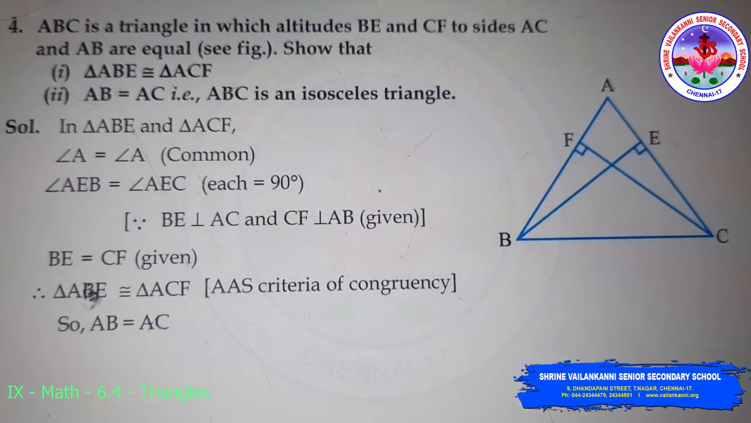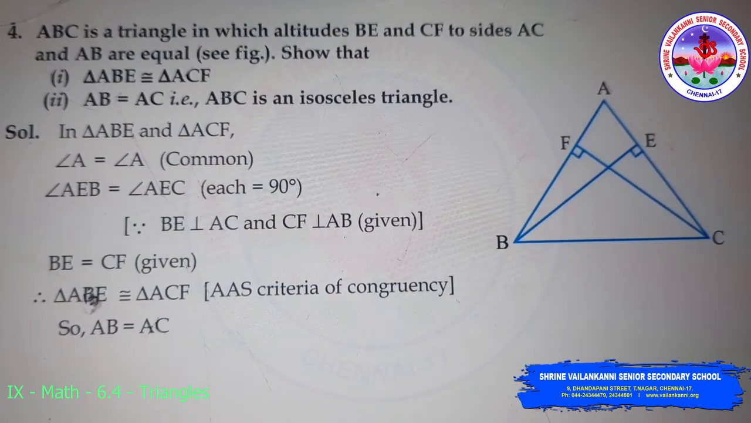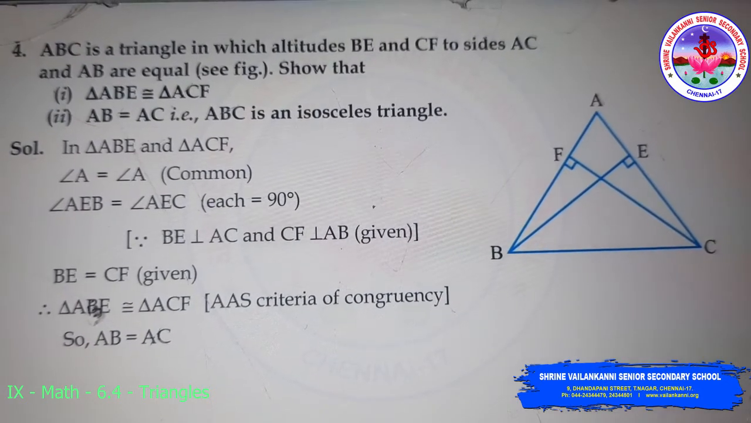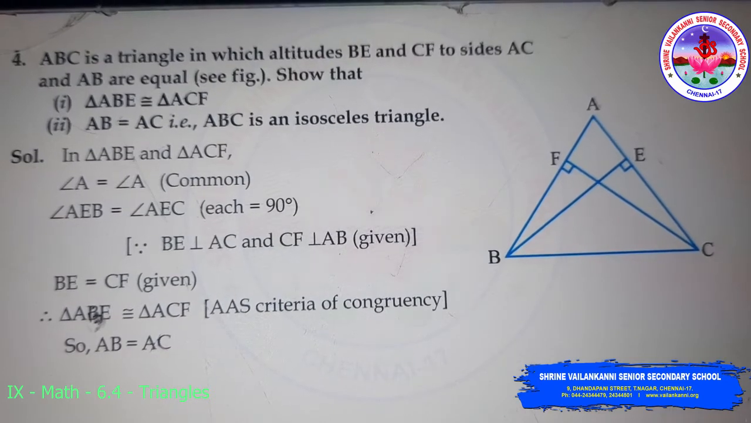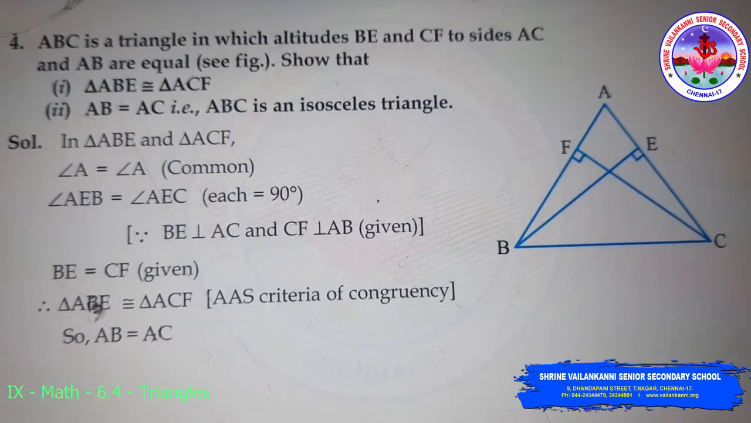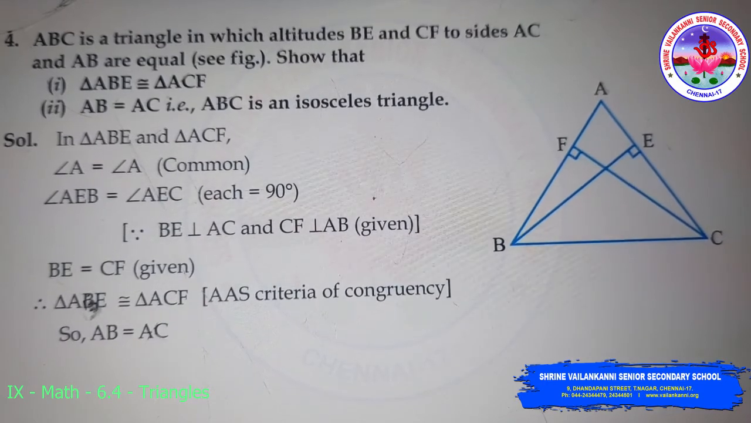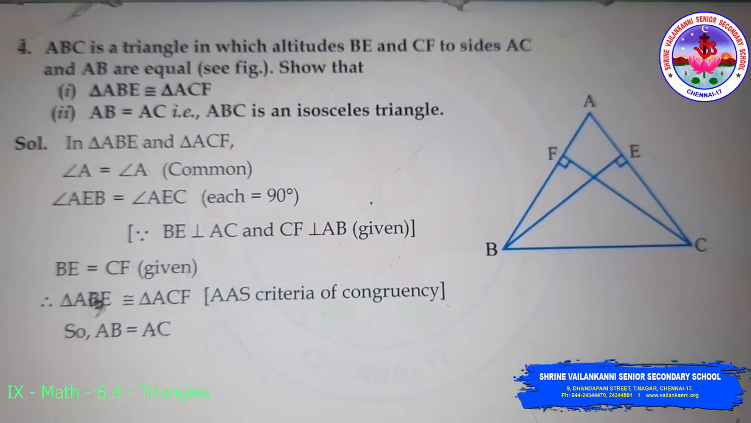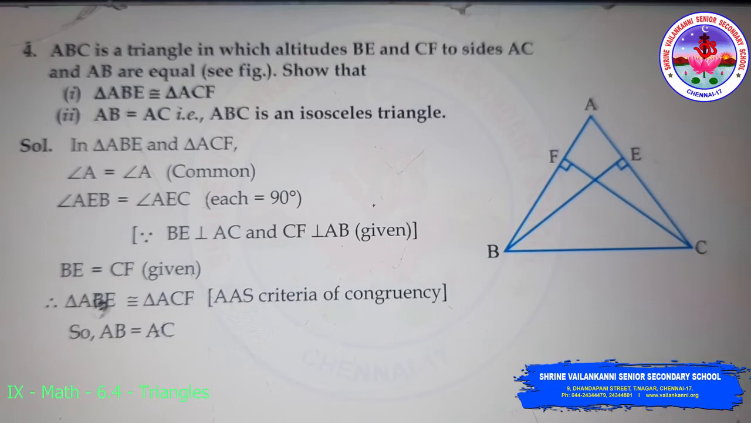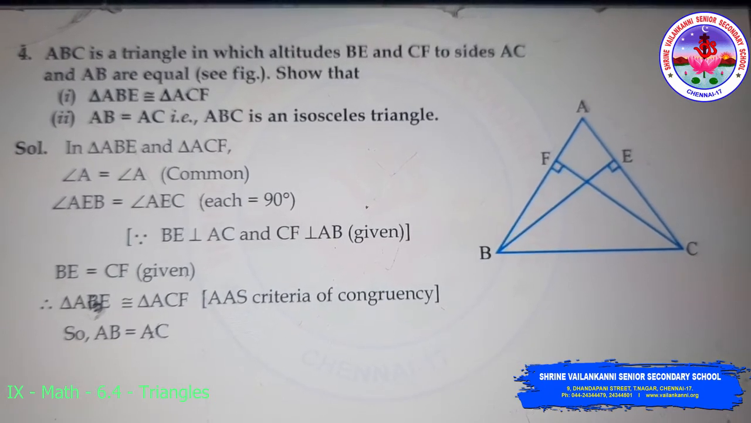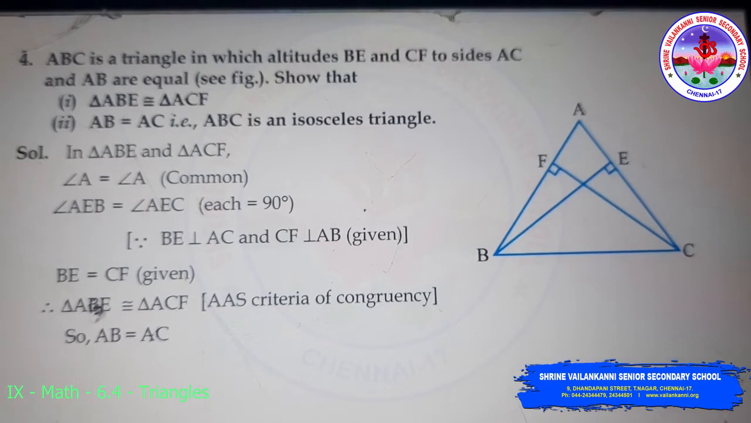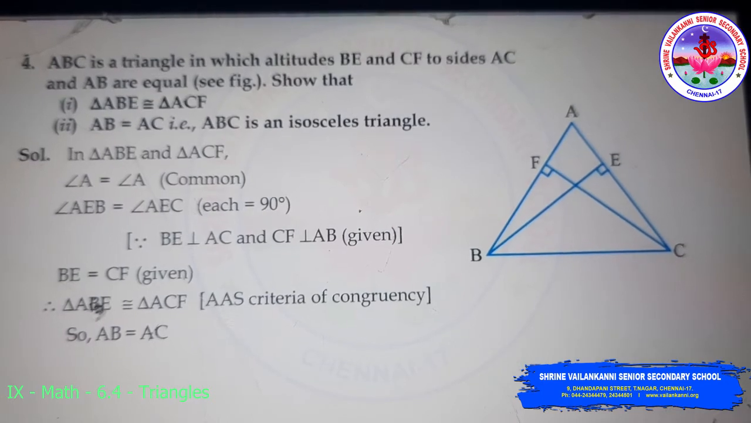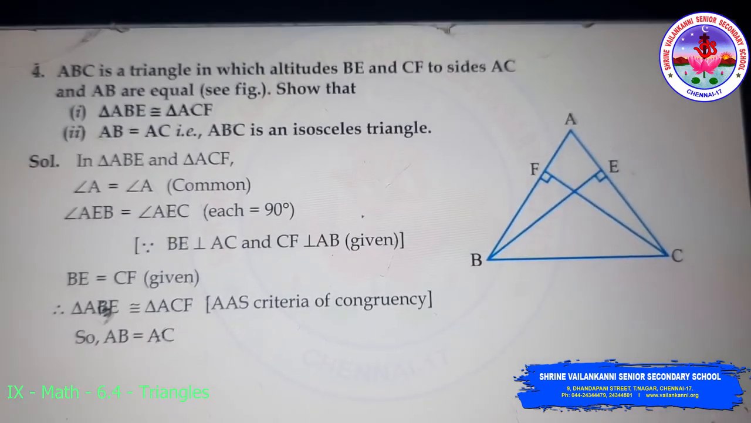Fourth problem: ABC is a triangle in which altitudes BE and CF drawn to the sides AC and AB are equal. Show that triangle ABE is congruent to triangle ACF and AB is equal to AC, that is, ABC is an isosceles triangle. The figure of the fourth problem looks similar to the third problem, but the question changes here. In the third problem, it is given ABC is an isosceles triangle, but here you are asked to find out ABC is an isosceles triangle. So this is the difference between the third problem and the fourth problem.